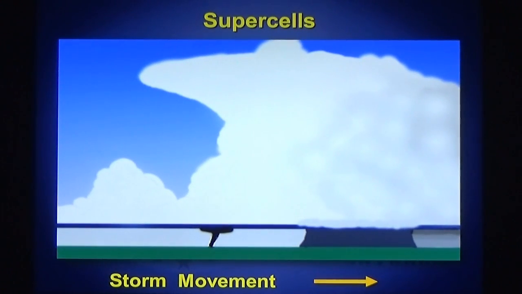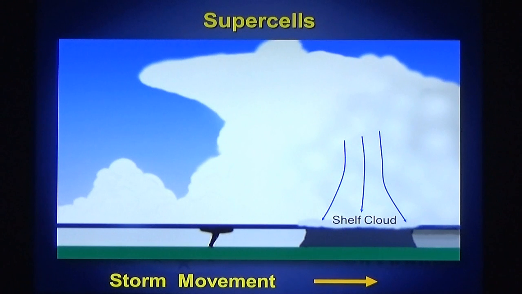Here's a schematic of a supercell storm. The storm is moving off to the right. On the right-hand side of the screen, the front side of the storm, is our sinking air. We call that the downdraft. That's where you might see one of those wedge-shaped shelf clouds. That's where the rain and hail is falling out. The visibility here will be very low because you're looking through the rain and hail.